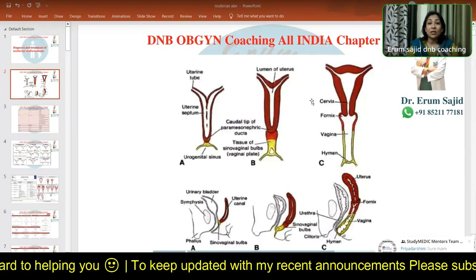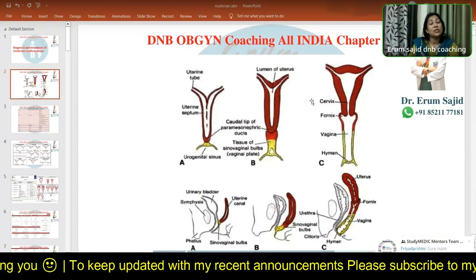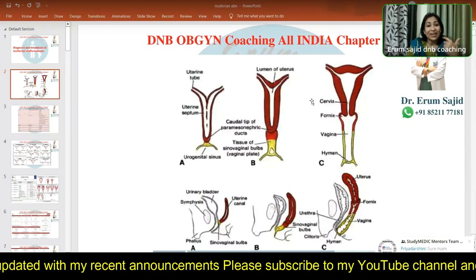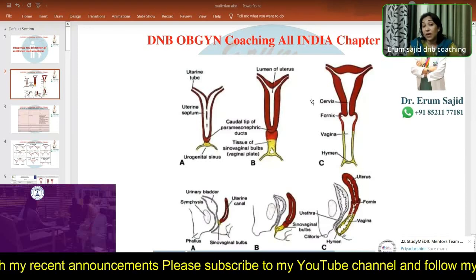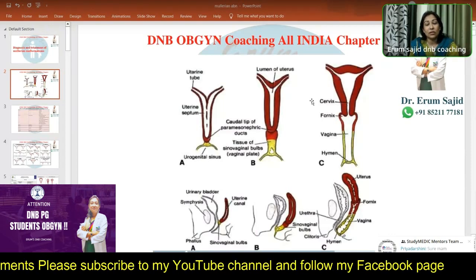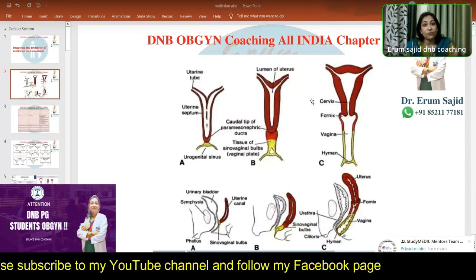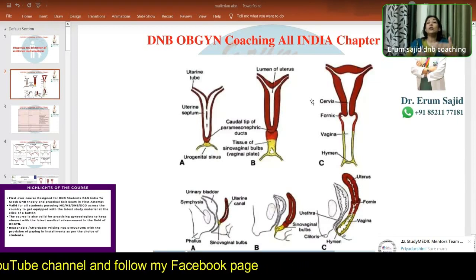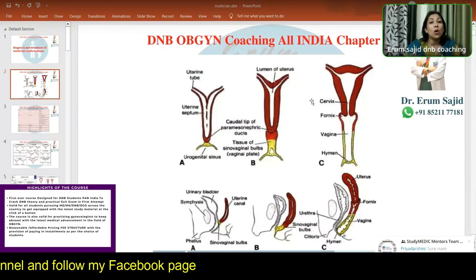So the lower 1/3 of vagina has got a clinical significance when you're talking about the arterial supply, or the metastasis when it happens, especially the cervical carcinoma metastasis. You talk about upper 2/3 of vagina, not the lower 1/3, because embryologically they are different. So the lower 1/3 of vagina is formed by the urogenital sinus.